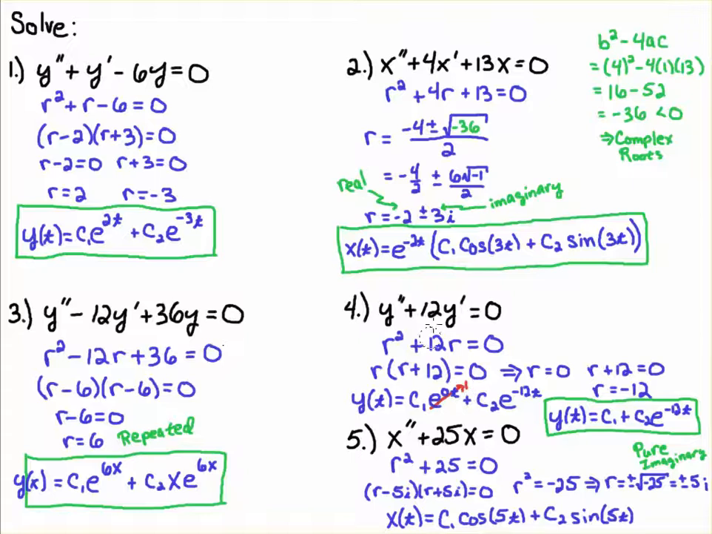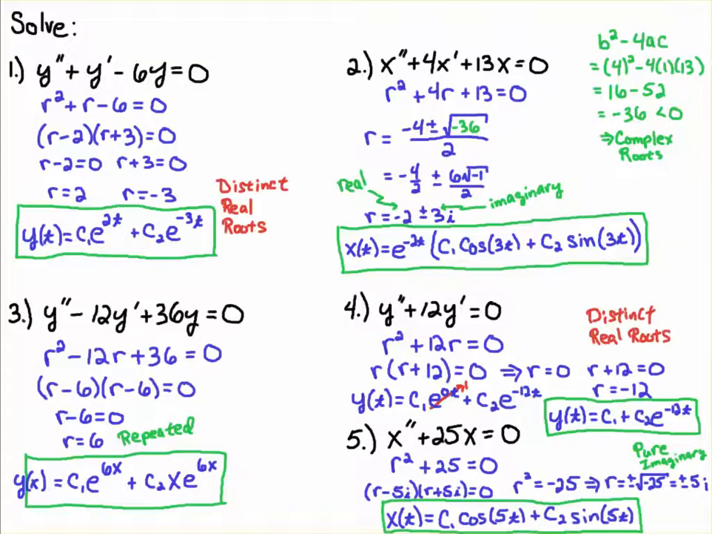So the exponential that you saw in this previous case is going to be e to the 0t. And again, e to the 0t is just simply 1. So I'm just going to write the cosine of 5t here and the sine of 5t as my parts of my fundamental solutions.